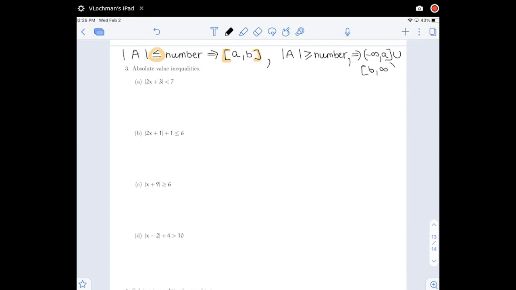So how do we deal with each type? I have two inequalities that go to the left, less than or equal to. Let's go ahead and cover those two.